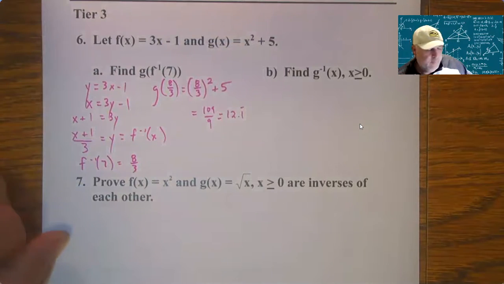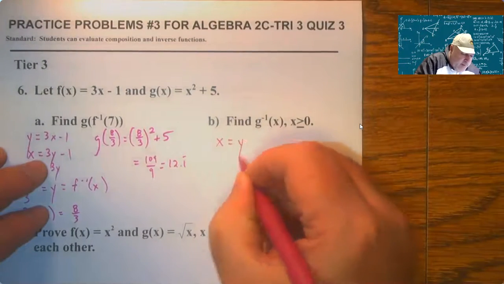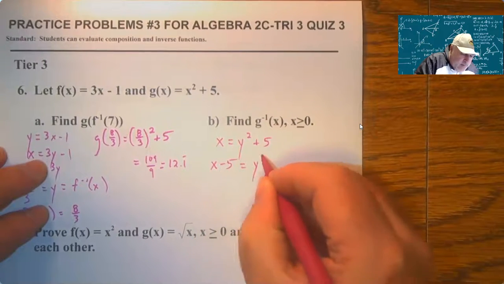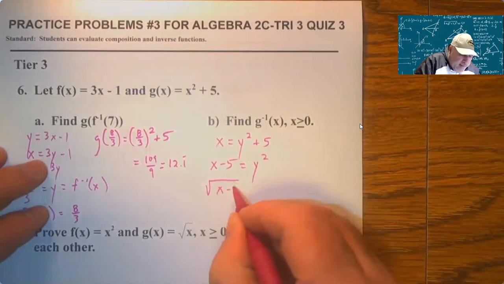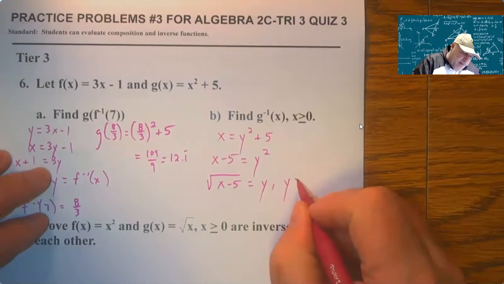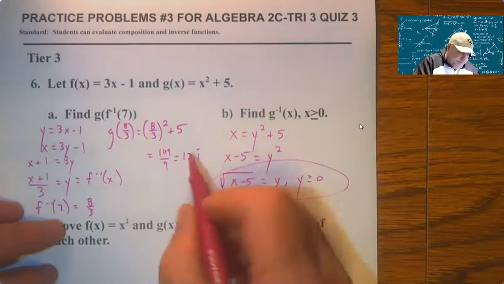Okay, find g inverse. So again, you're switching the x and the y and then solving for y. So subtract 5 over. And so we need to square root both sides, or raise to the 1/2 power. Make sure you have the y is greater than or equal to 0, that you switch that.